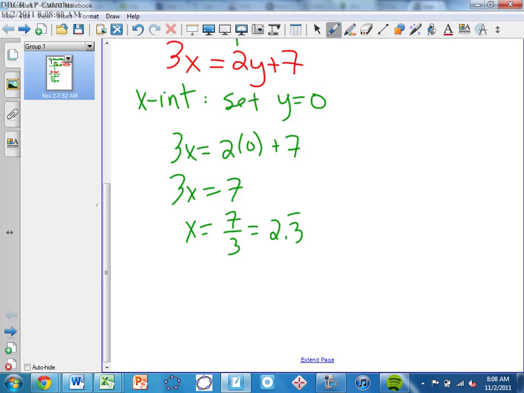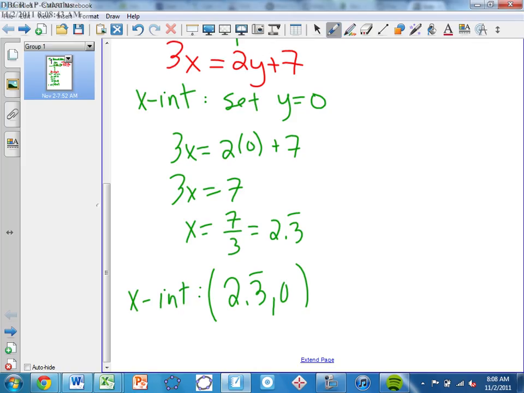So if I were to write a point that describes the x-intercept, what would the coordinate itself look like? Because it's not just 2.3 repeating. I want an actual coordinate for the x-intercept. Okay, but that's still just one value. I want an actual coordinate. 2.3 repeating, comma 0. Again, this is the x-intercept. And what did we do a minute ago? Didn't we set y equal to 0? So that tells me that's the actual coordinate for the x-intercept right here.